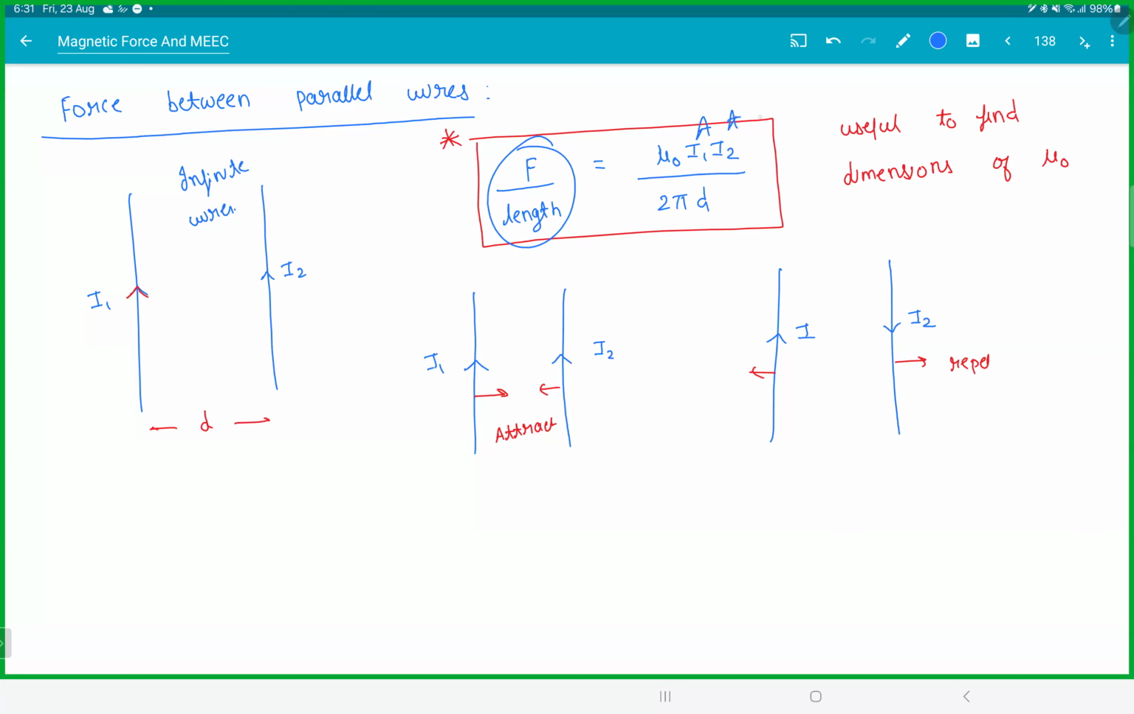Current is ampere. This is also length. So length goes off. So it is force by ampere square. So it is Newton by ampere square. Easy to figure out. Have a look at that. So that is one good use I found for this formula. For mu naught, I couldn't find a second formula which was purely in mechanics terms.